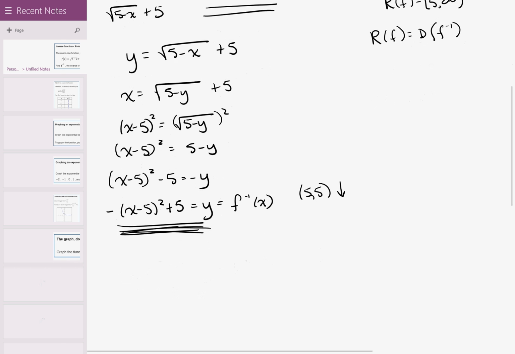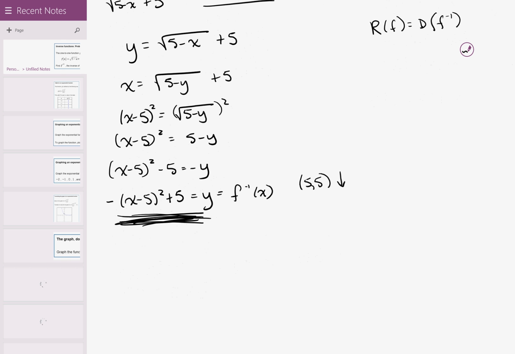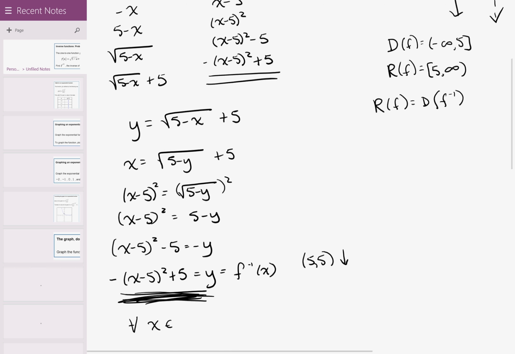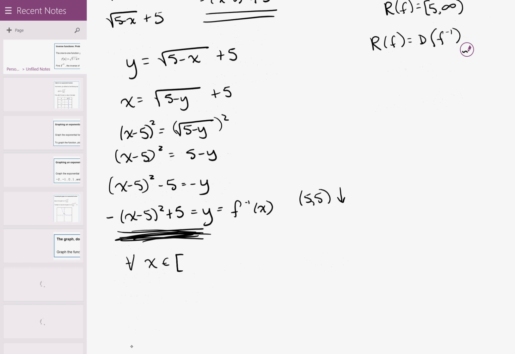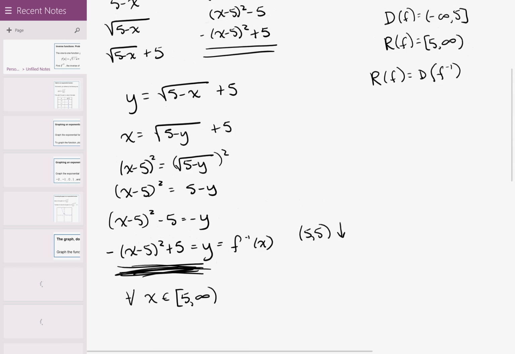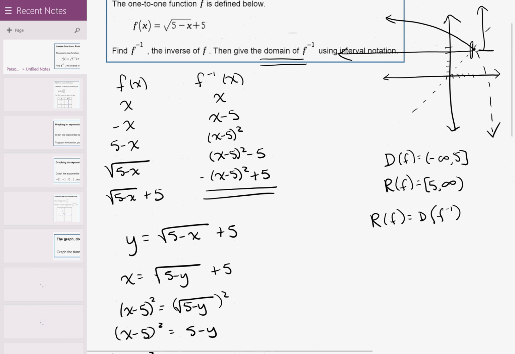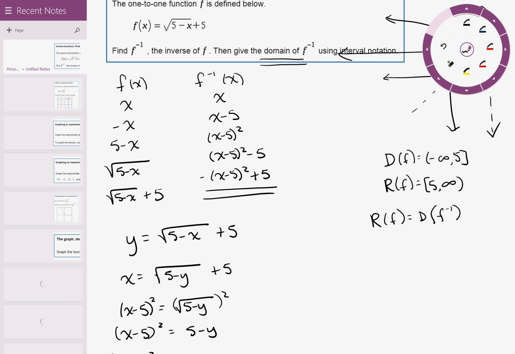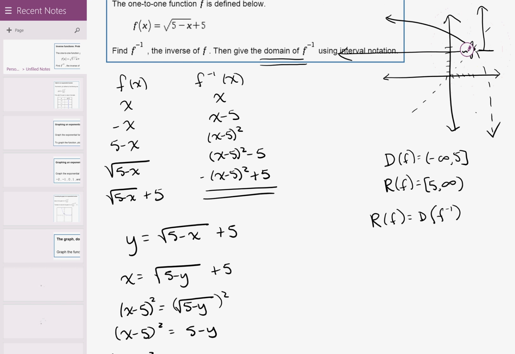So this is the correct inverse function rule, but it only exists for x from 5 to infinity. And if we look at the little sketch that I drew to begin with, you can see it starts at 5 and moves this way, so 5 to infinity. And that's the reason this domain and range thing is so important.